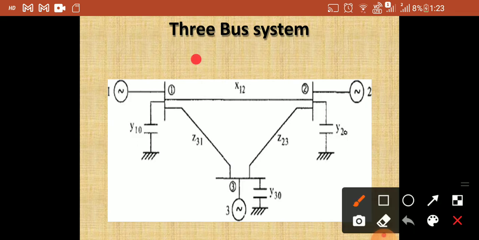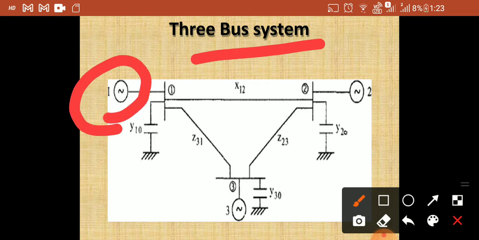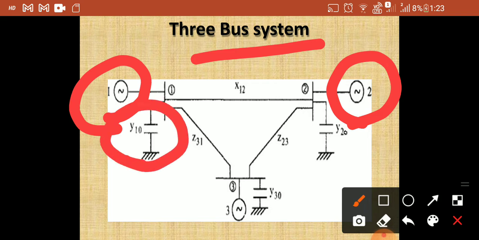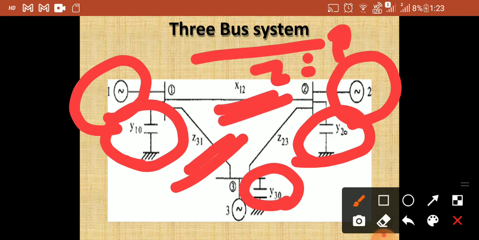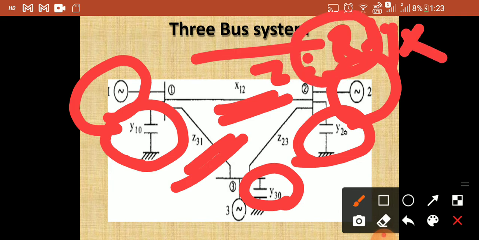This is the example for a 3 bus system. Here we have generator 1, generator 2, bus 1, bus 2, bus 3. A generator is connected at bus number 1, and at bus number 2 also a generator is connected. The shunt capacitance admittance values are mentioned like this. Impedance is given between the transmission lines, Z equals R plus jX. Here we take R as 0, and only the reactance values are mentioned in the question.